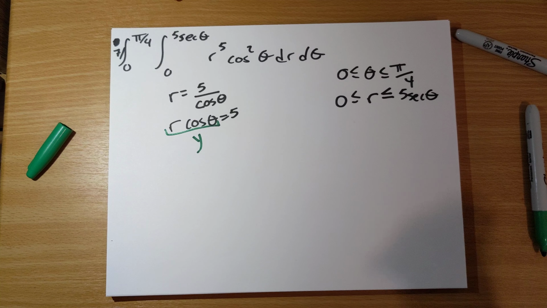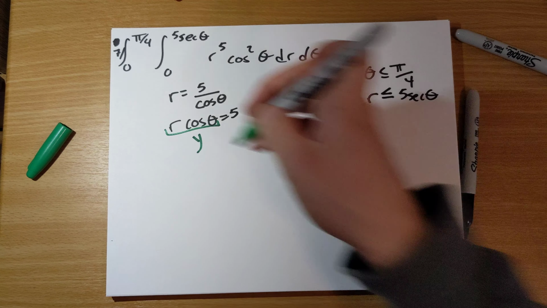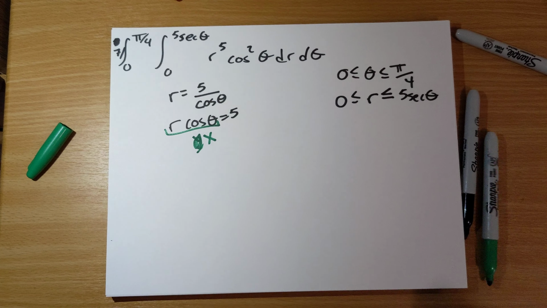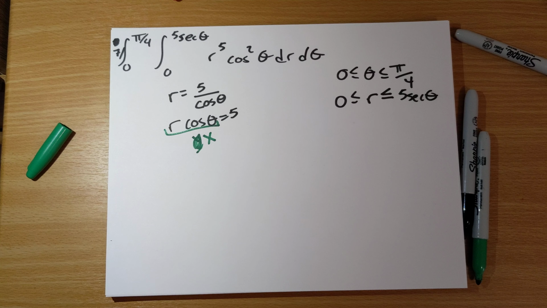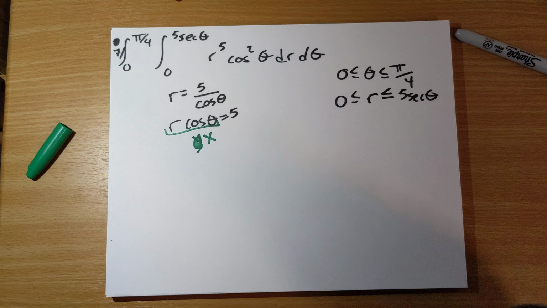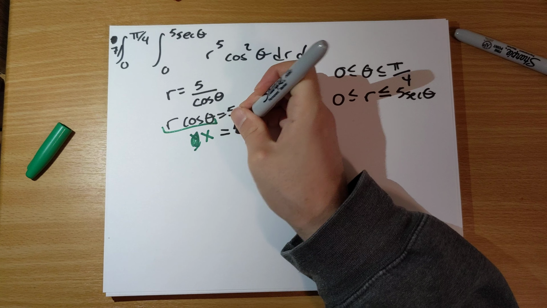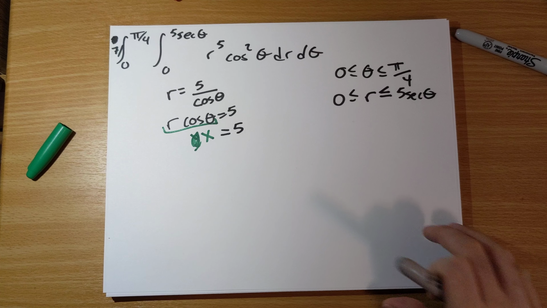But our r cosine theta, this is y. So this is, sorry, I'm being silly here. That is x. x is r cosine theta. Sorry about that. So this is really the line x is equal to 5.